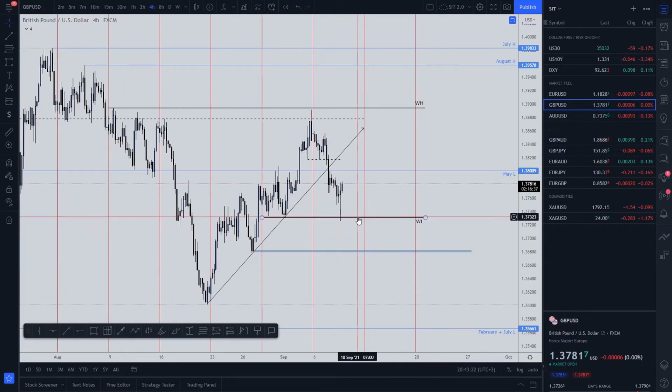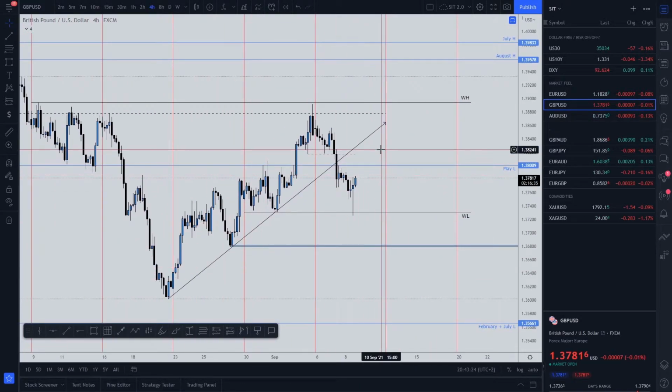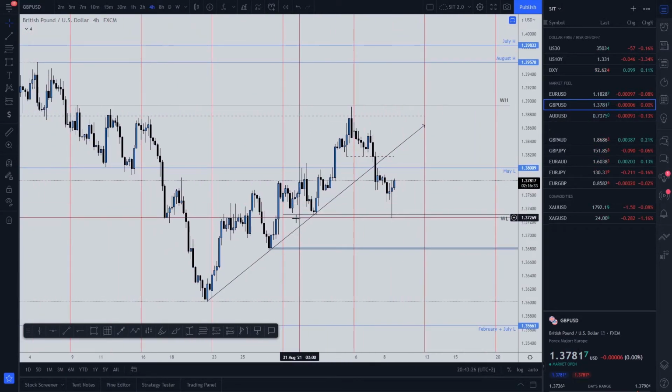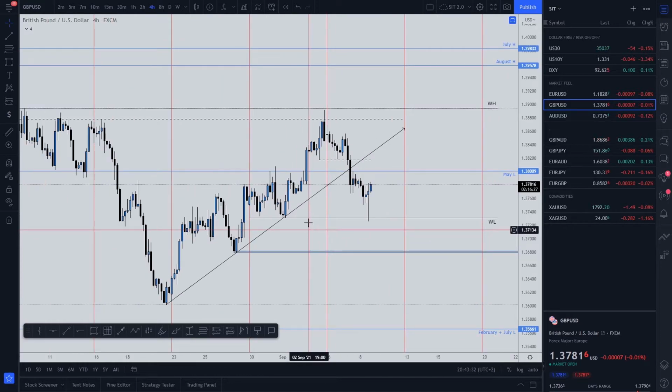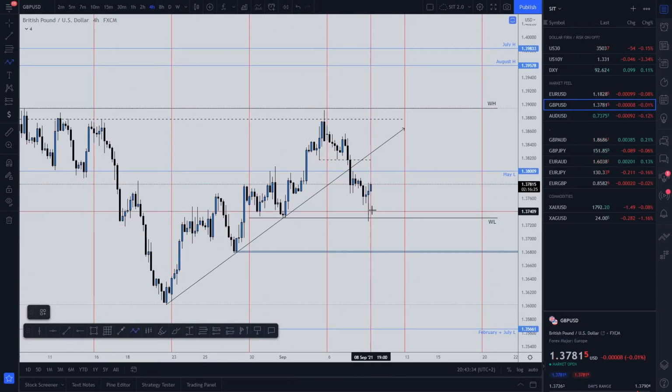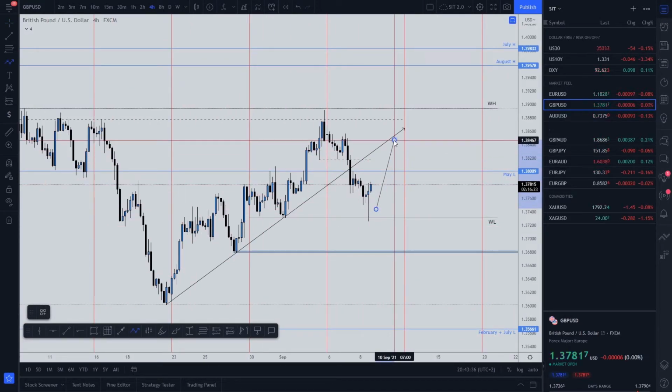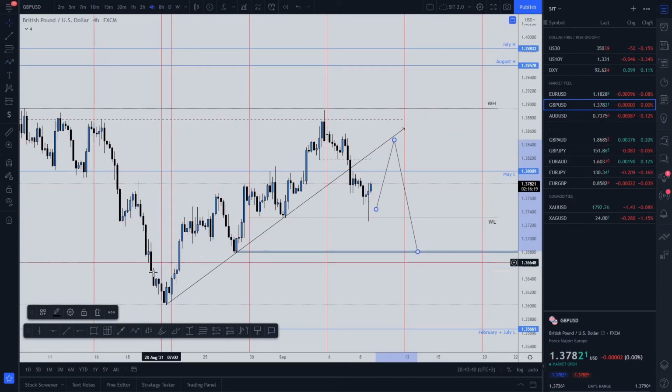GBP/USD did break out of our downtrend line, came, as expected, to get that liquidity from previous weekly lows, and now in my opinion I will just be expecting a retest of the trend line and a rejection, so we can go lower next week.